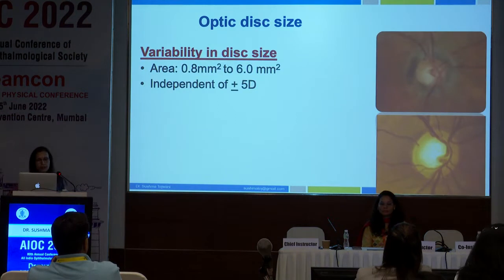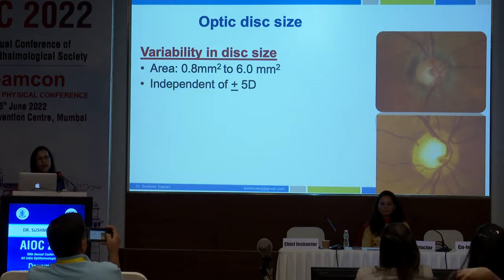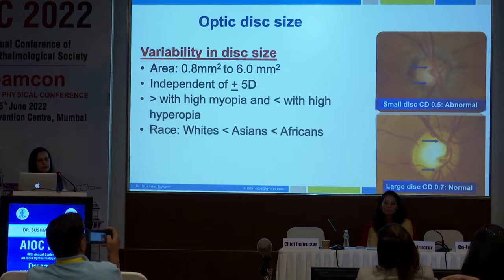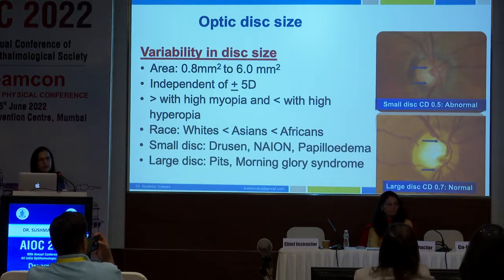Now coming to the optic disc size, the variability in the optic disc size is as high as say 0.8 millimeter square to 6 millimeter square, and that is independent of any other refractive errors. So you can have a small disc with an abnormal cup being 0.5 and a large disc with a 0.7, 0.8 cup being normal. The size increases with high myopia and is lesser with high hyperopia, and there is an ethnic and racial variation that we need to keep in mind.